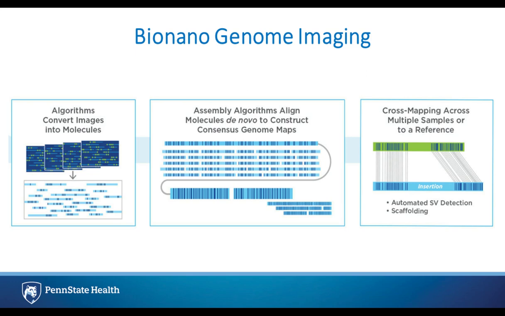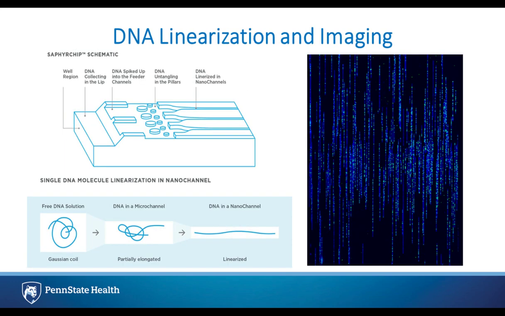You can see the labeling based on the staining of these kind of lines that you see. Here's a schematic of the Sapphire chip. So the DNA is loaded in and becomes untangled in the pillars and then becomes linearized in the nanochannels. And so you can see in the bottom left how DNA is kind of coiled up when it's free in solution, and with that passing through this chip, it's able to become linearized.